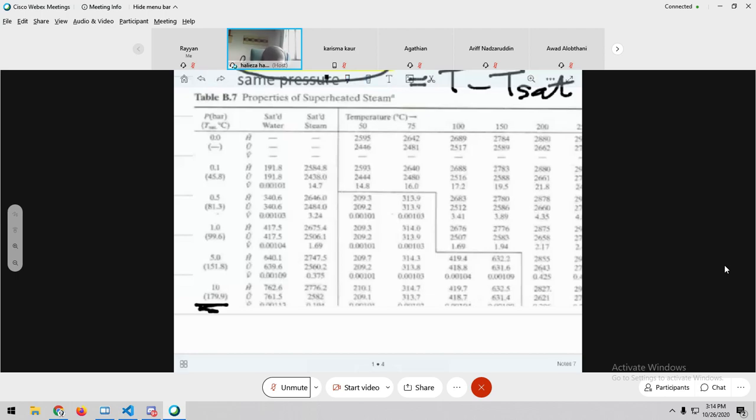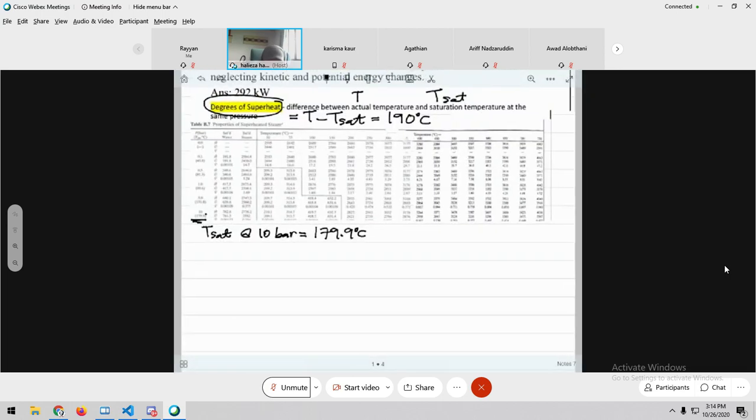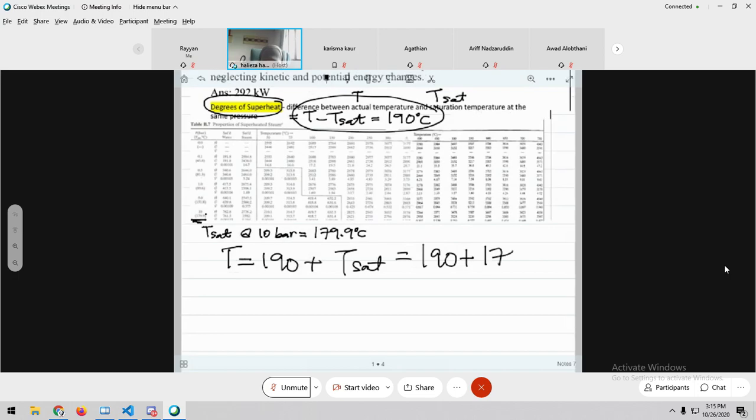Okay. So your saturated temperature, T saturated at 10 bar, is given here as 179.9 degrees C. Now I need to zoom out. So the superheat equation: T actual is equal to 190 plus T saturated, so that's 190 plus 179.9, roughly 180.